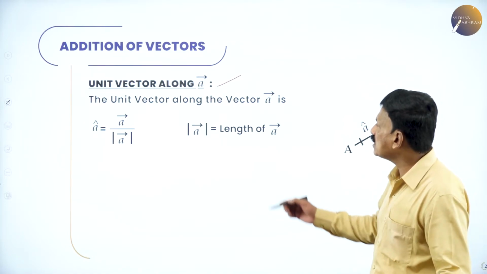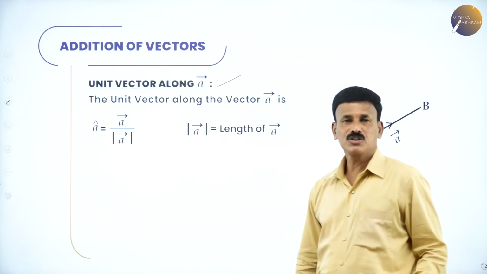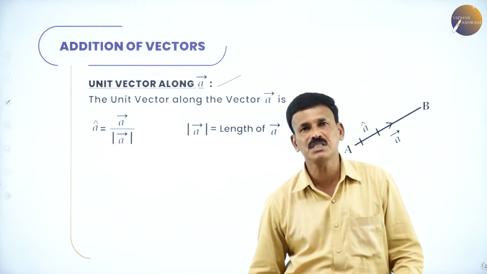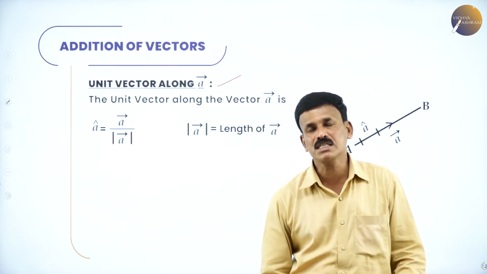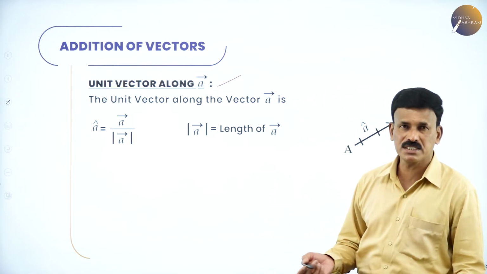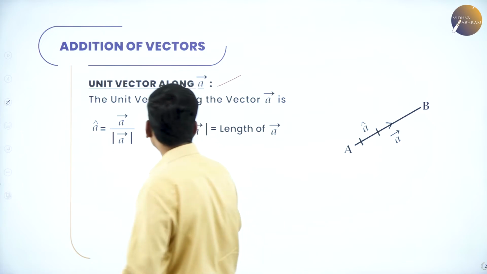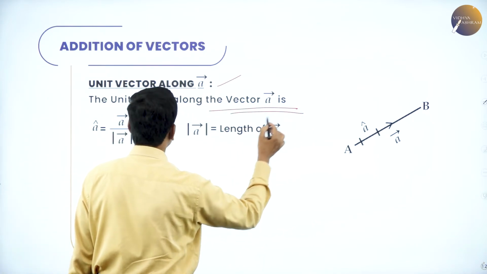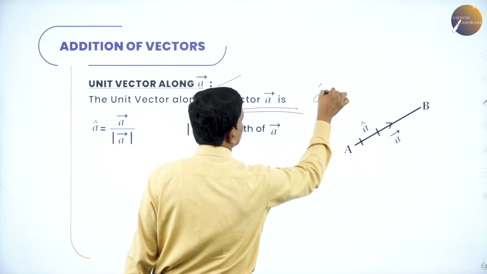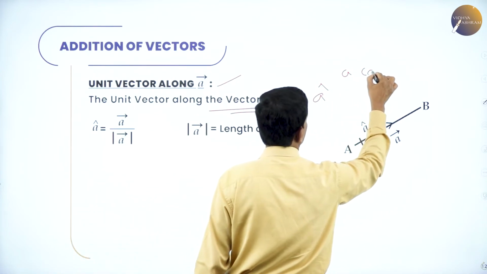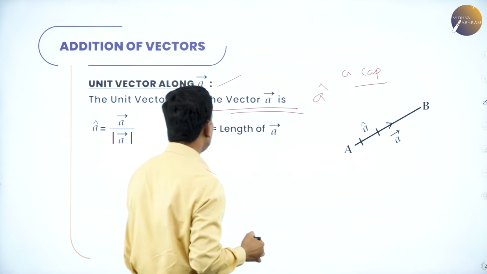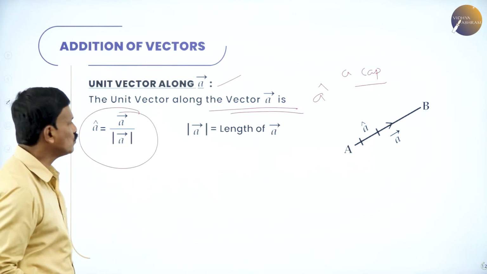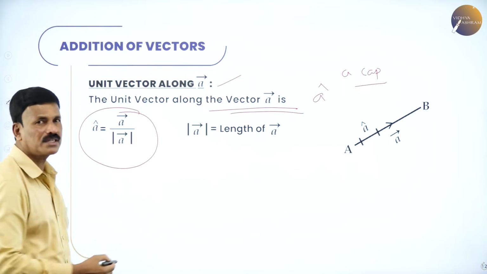So the unit vector in the direction of vector A. Now, the definition of a unit vector is: a vector whose magnitude is unity is called a unit vector. Whereas the unit vector in the direction of vector A is defined like this. If A is a vector, the unit vector along the direction of vector A is denoted as A cap, and is given by A cap is equal to vector A divided by its own length. This is the length of vector A.